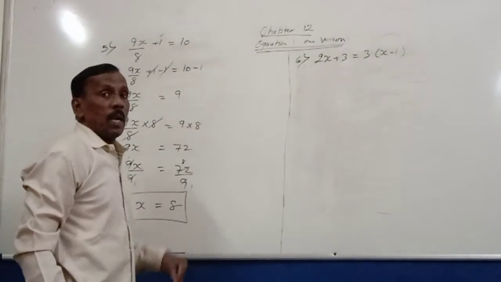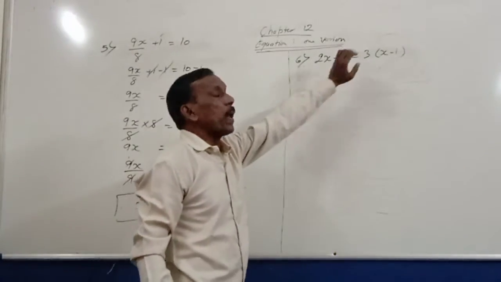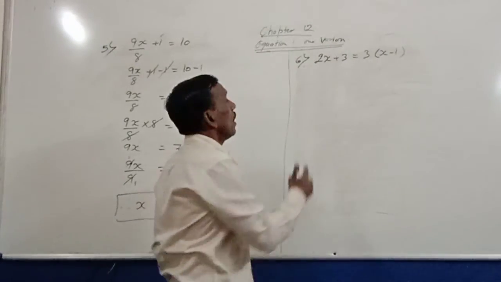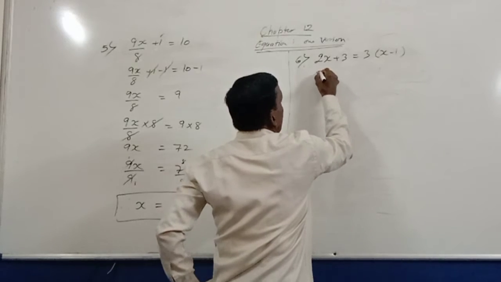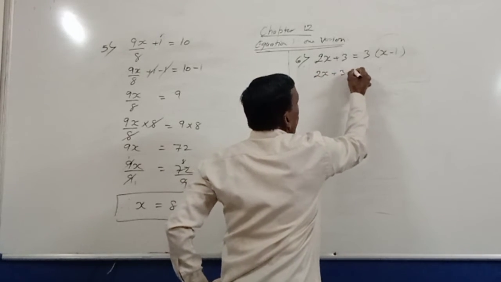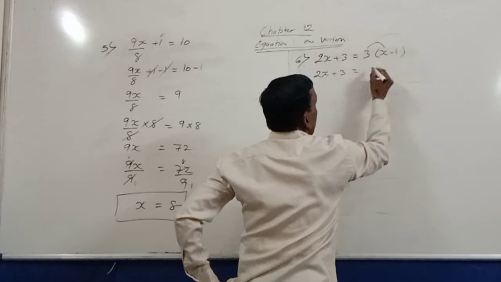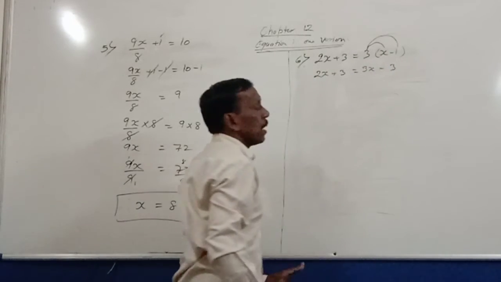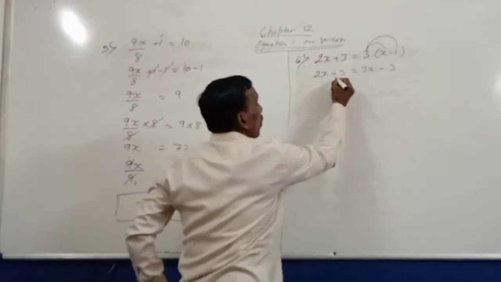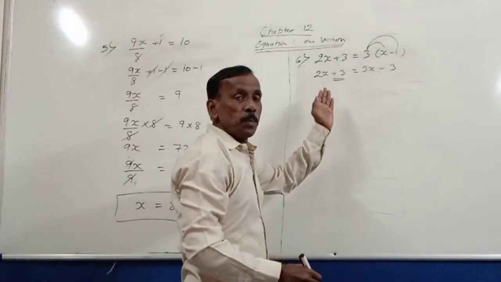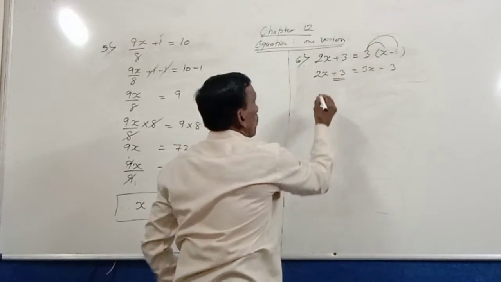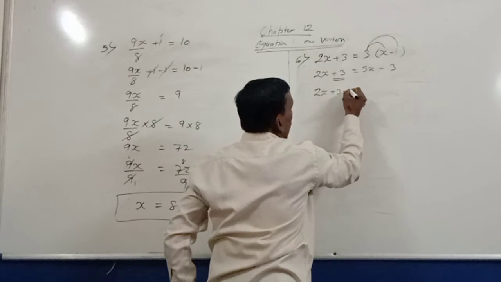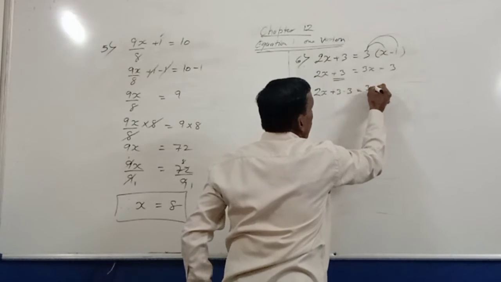In the last sum we did, there were 2 brackets. Now here is 1 bracket. What do we have to do first? First we remove the bracket. We keep the left hand side as it is. Now remove the bracket: 3 multiplied by x becomes 3x, minus 3 ones are 3. Now I have to remove this plus 3. Whenever there is a plus 3, it becomes a minus 3. What do I get? 2x plus 3 minus 3 is equal to 3x minus 3.